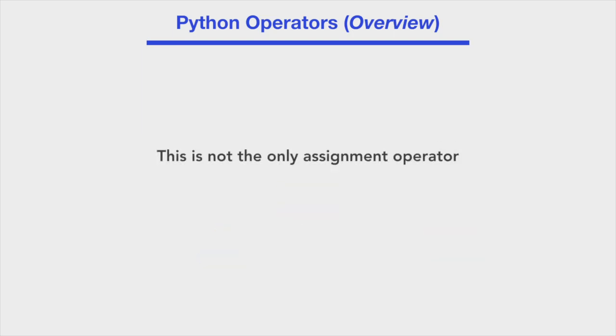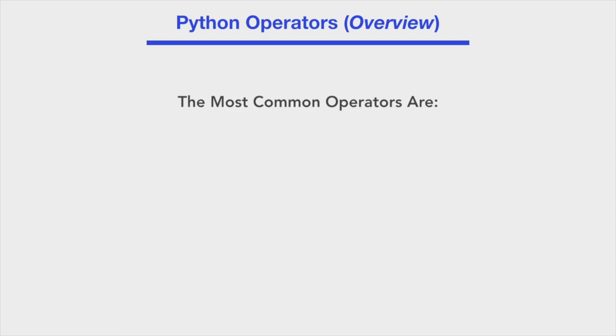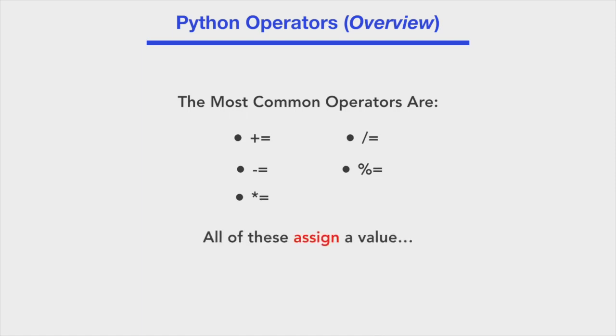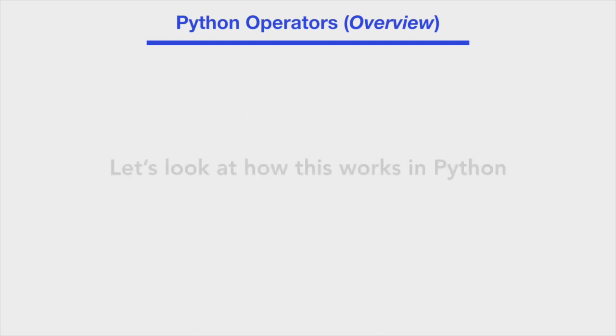Now, this isn't the only assignment operator. The most common operators are the plus equal, the minus equal, the multiplication equal, the division equal, and last but not least, the modulus equal symbol. All of these assign a value to a variable. Let's look at how this works in Python.